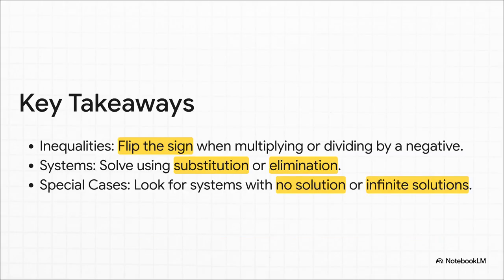So let's just quickly boil all of that down. When it comes to inequalities, the number one golden most important rule is flip that sign when you multiply or divide by a negative number. For systems of equations, your two main weapons are substitution and elimination. And finally, always keep an eye out for those tricky special cases, the impossible contradiction that means no solution, and the hidden twin that means infinite solutions.